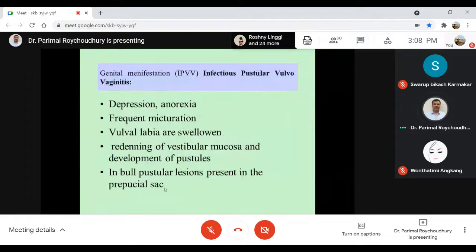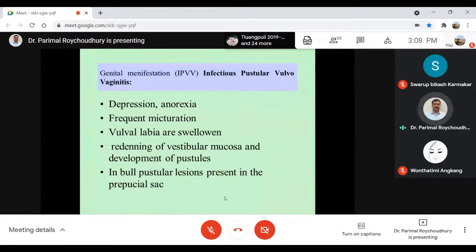So the genital forms are sometimes designated as infectious pustular vulvovaginitis or balanoposthitis. So I can record these two names. It's a synonym of this IBR infection, or more precisely considered the genital form of IBR. So here, as I said, the localized lesions are produced.